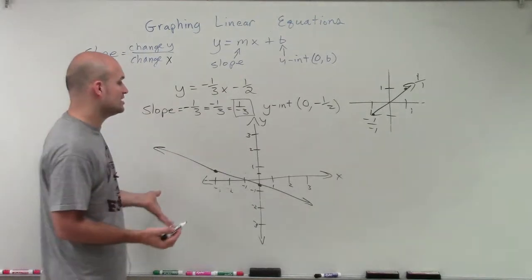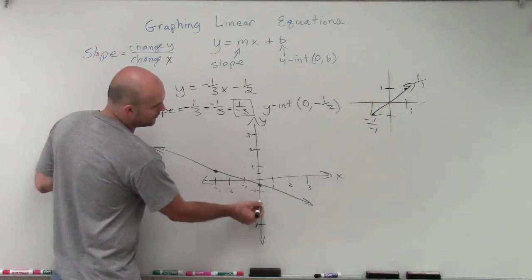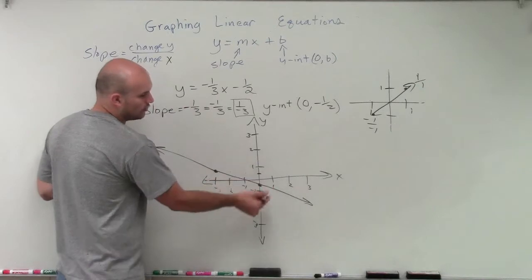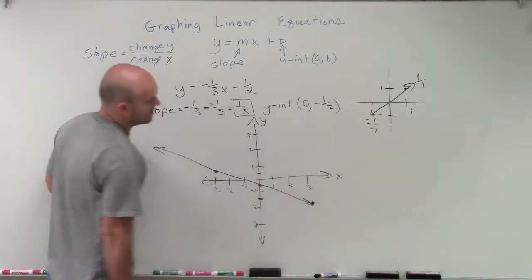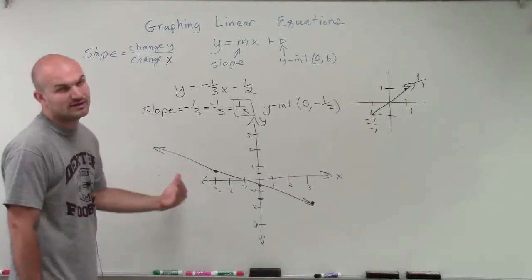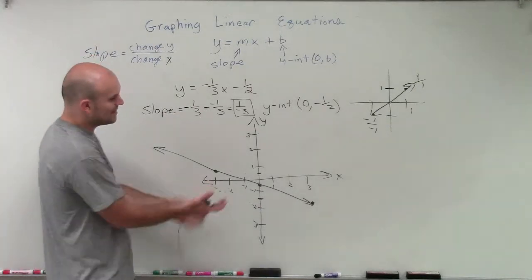And you also could have done this in the negative direction. If I went down 1, I just take one whole unit, go down, and then go to the right 3, which would be way over there, which again follows that same pattern. So there's going to be my line.